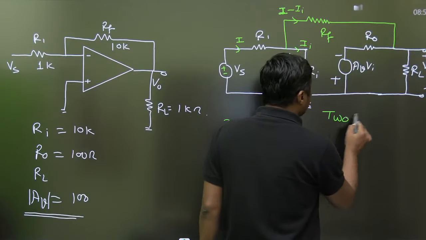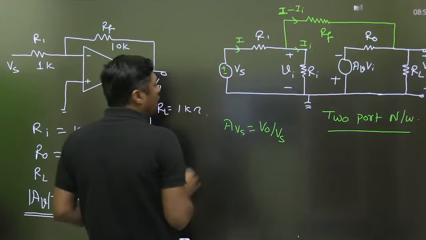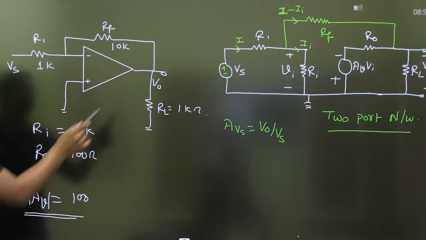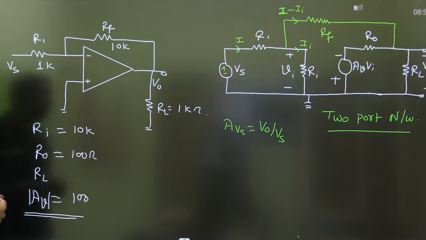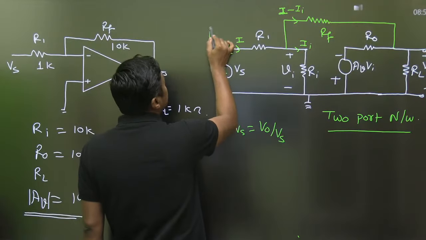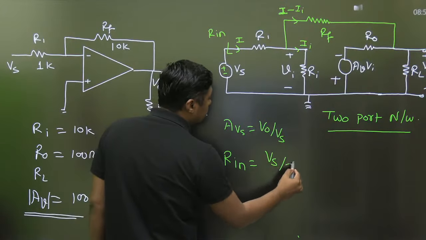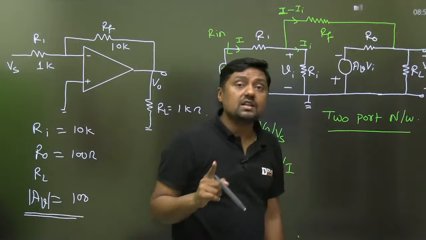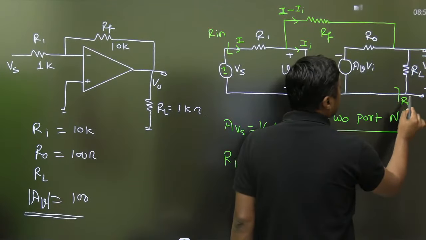Try to solve this question and give me the answer. What will be V0 by Vs? That is the assignment. Find V0 by Vs. I have already given each and everything: RL, RF, R1, Ri, R0 are given. Now find the value of V0 by Vs. What is the input resistance seen by Vs? You have to find Rin, that is Vs by I. Find the input resistance Rin. And last but not least, what is the resistance at this point? That is called Thevenin's resistance.